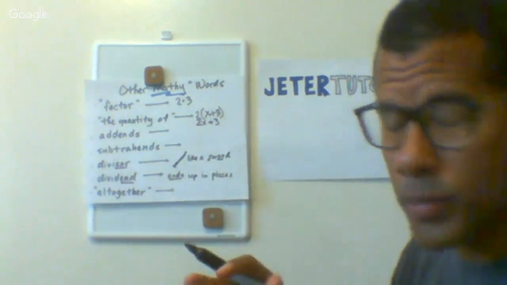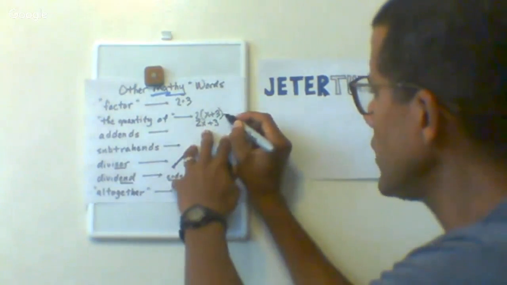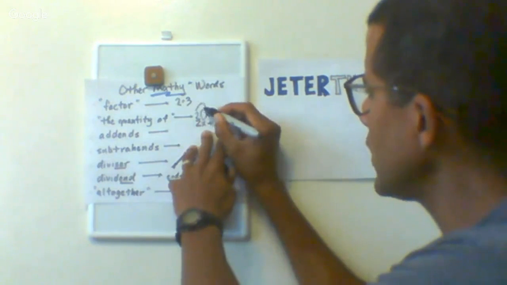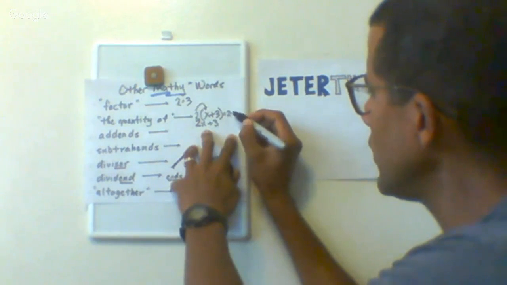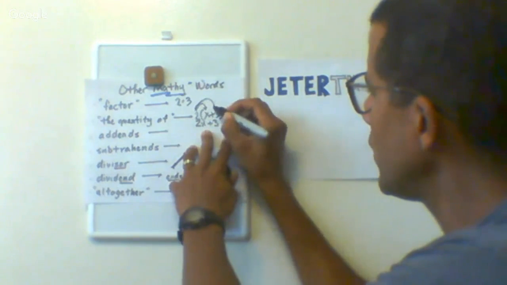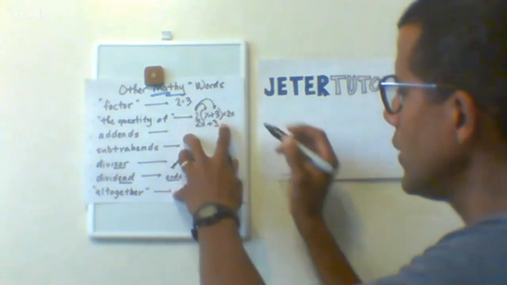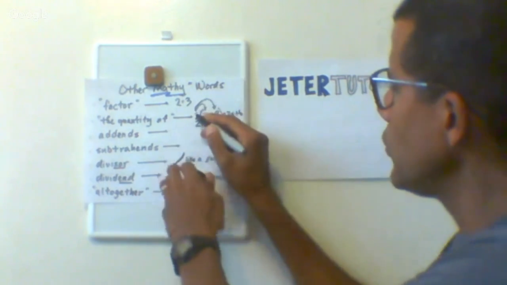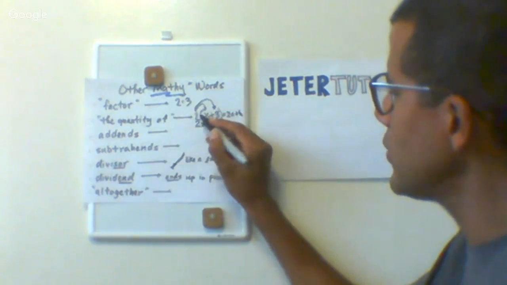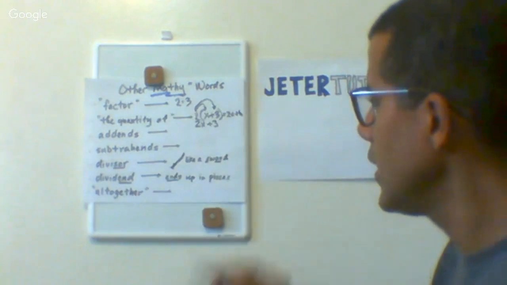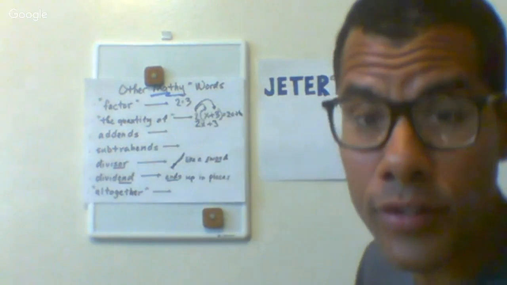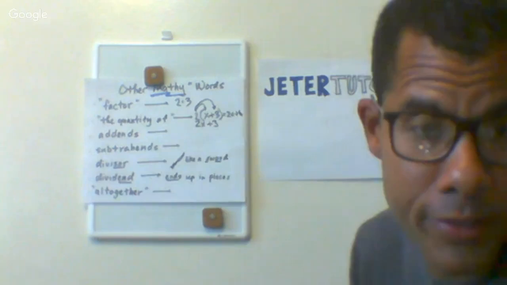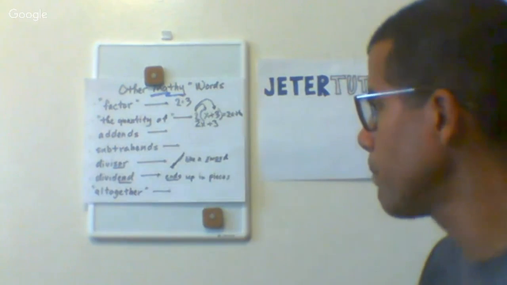For those of you who have learned distribution, 2 times the quantity of x plus 3 is 2 times the x, which is 2x, and then the product of 2 and 3, which is 6. So we have 2 times the first thing plus 2 times the second thing. That is not equal to 2x plus 3. They're different.